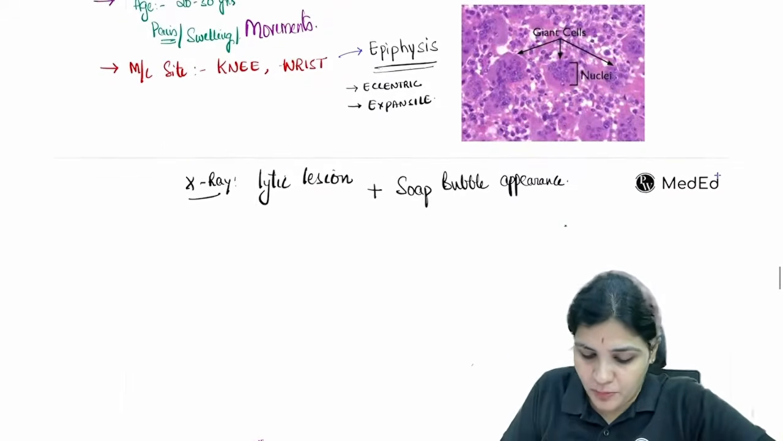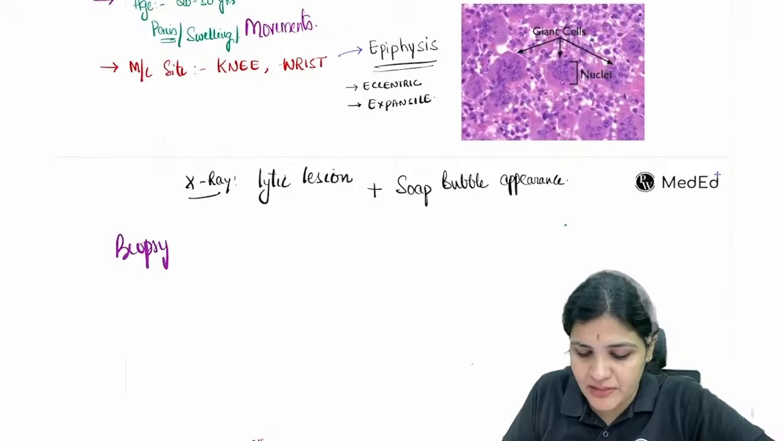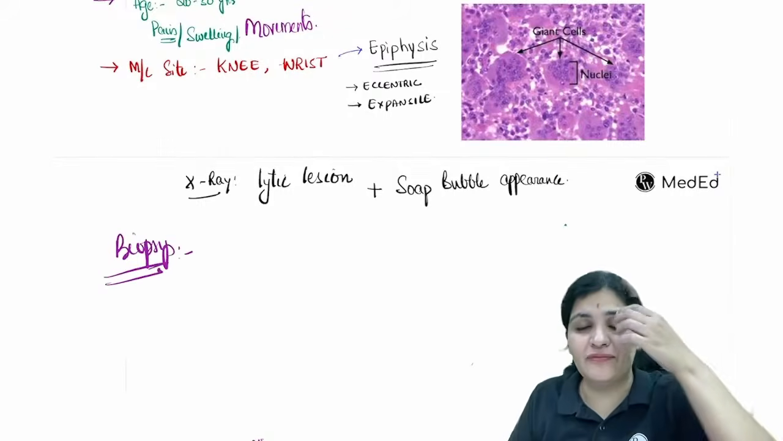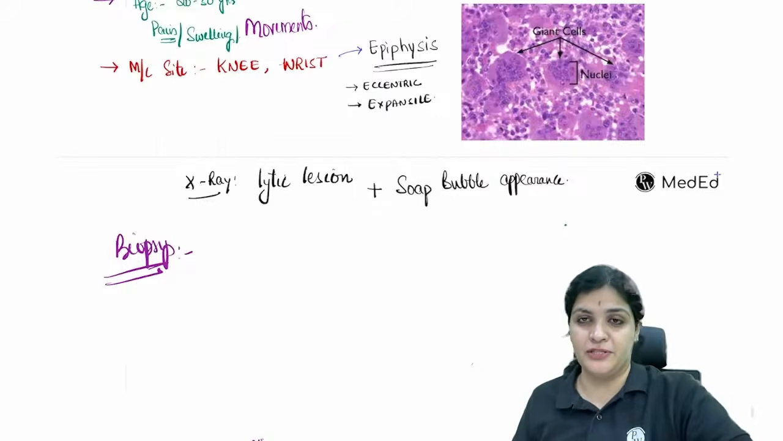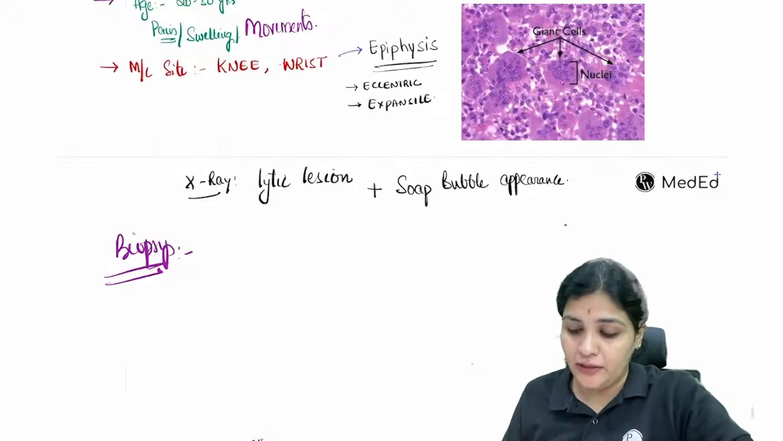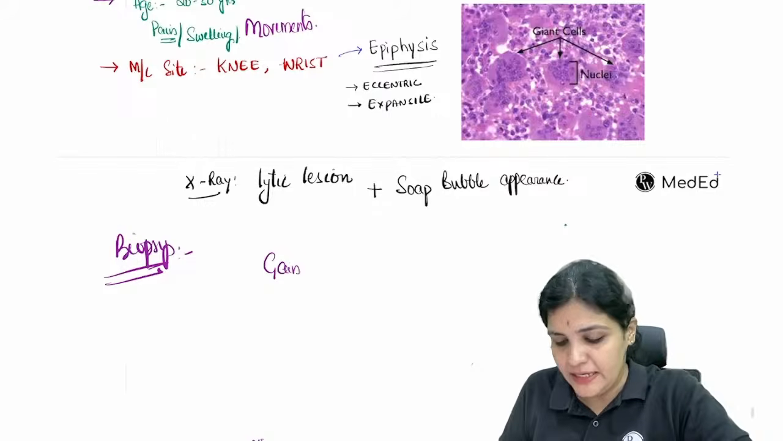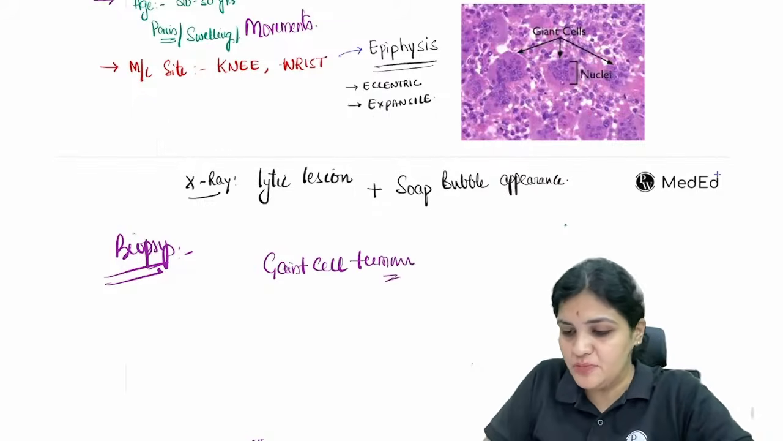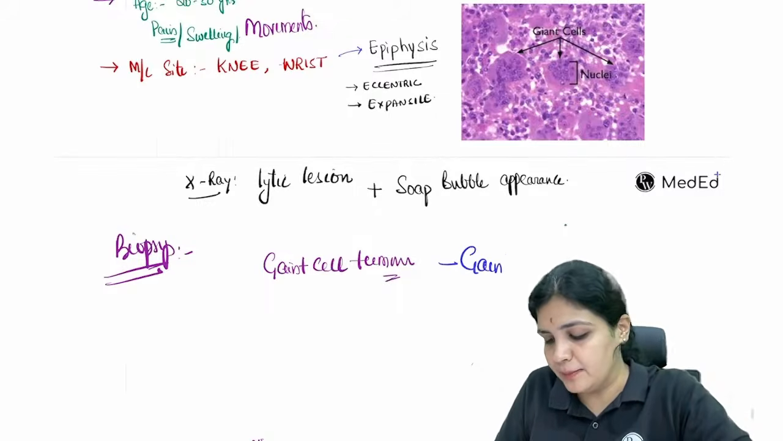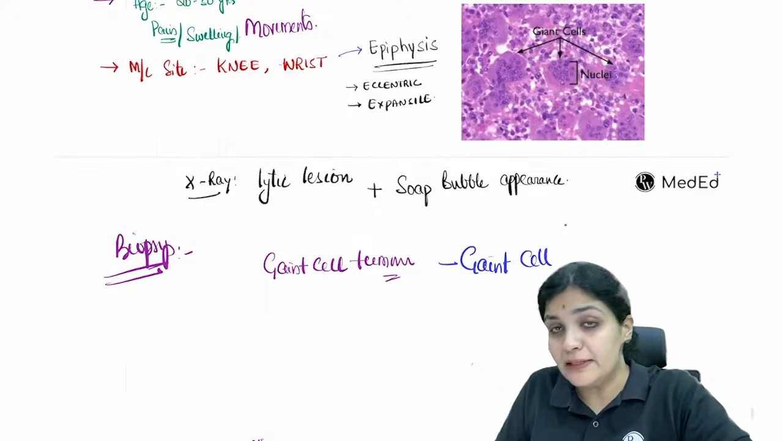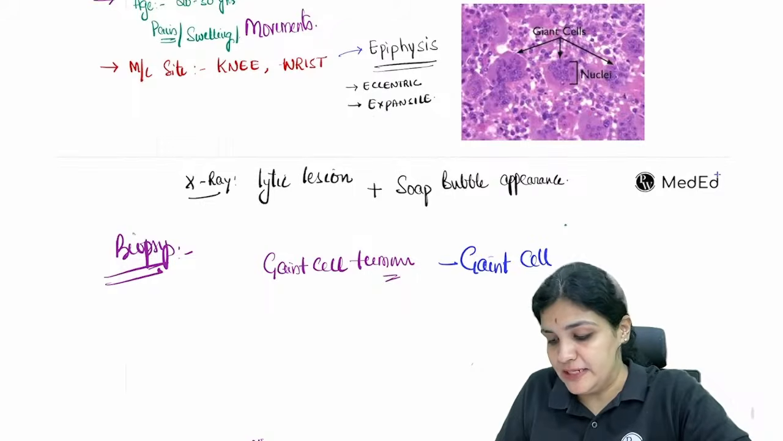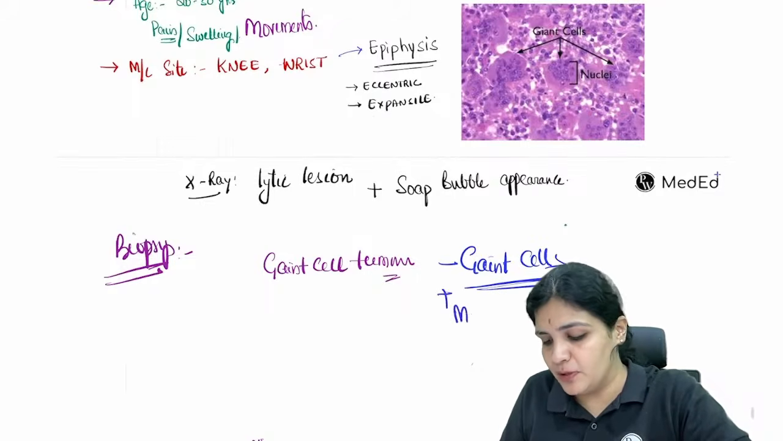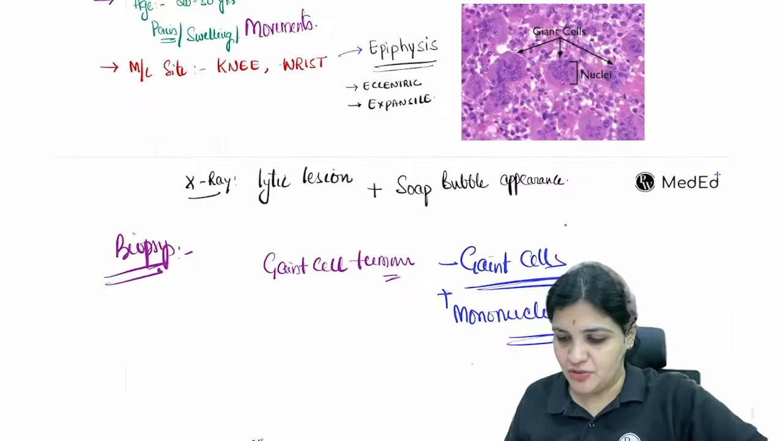And now coming to the biopsy. Once the x-ray diagnosis is made, we have to confirm the diagnosis by sending it for biopsy, that is the tissue diagnosis, the HPE. On the HPE, what you see is the giant cell tumor appearance. You see multiple giant cells, which are nothing but the fusion of mononuclear cells. So you will see giant cells with a number of mononuclear cells on the histopathological examination. So that is the biopsy.